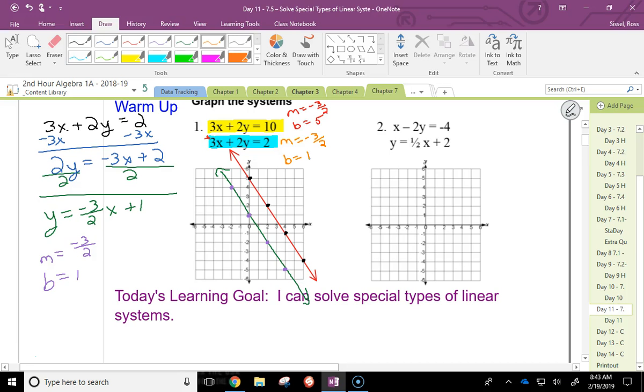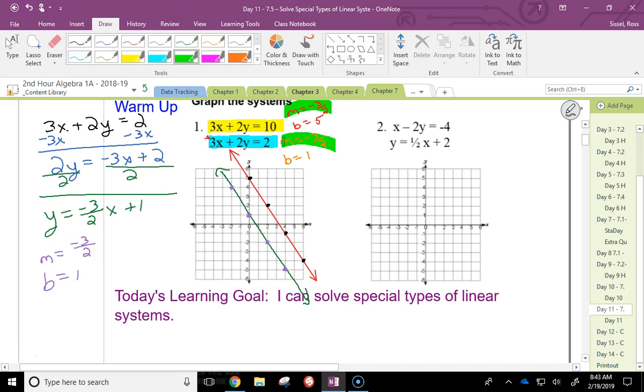Different notes. What else do we notice about this though? If you look at these both, look at their slope. Their slopes are the same. The rise and run is the exact same. The only difference is their starting points.